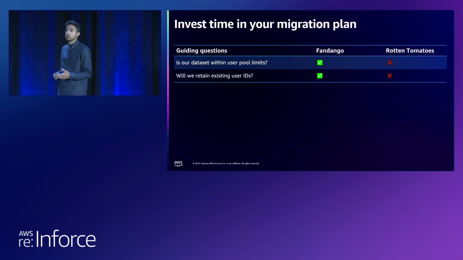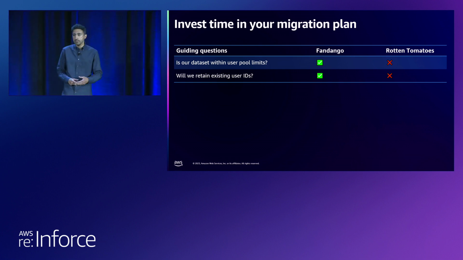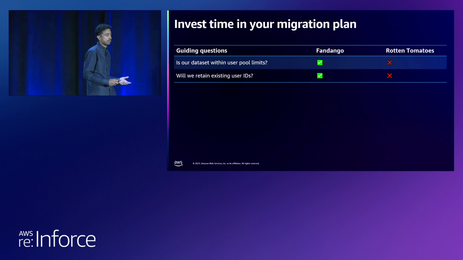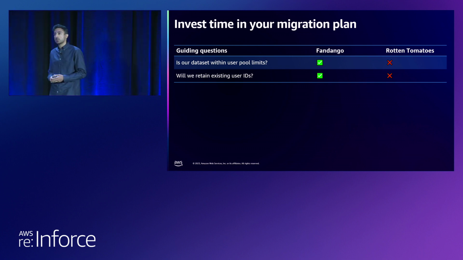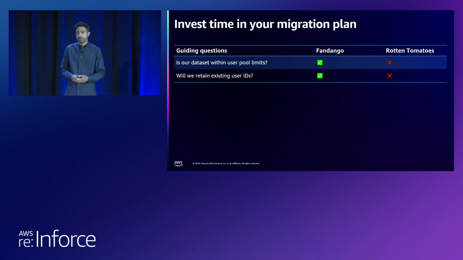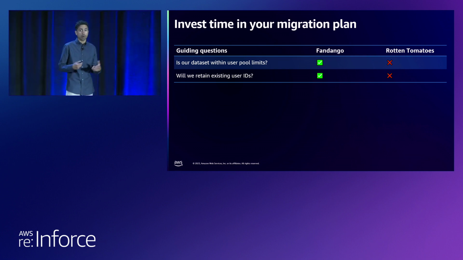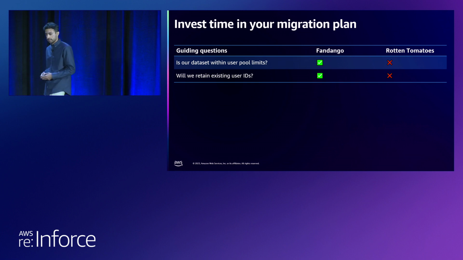The next question is, do you plan on retaining your existing user IDs? By default, Cognito is going to generate new user IDs for all the users in a user pool. And if you have any data in your application associated to your existing user IDs, then this becomes an important consideration for your migration plan. For Fandango, we decided to retain our legacy ID as a custom attribute on the Cognito profile and continue to use that to resolve user data going forward. While for Rotten Tomatoes, we decided to adopt new Cognito-generated IDs and needed to account for remapping or updating a large data set of user-generated content.